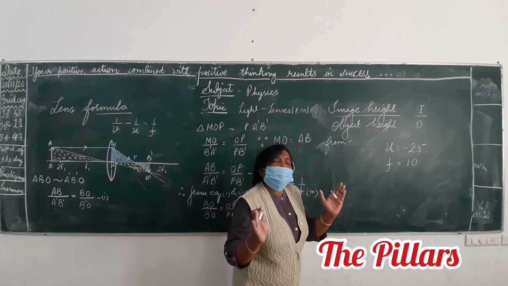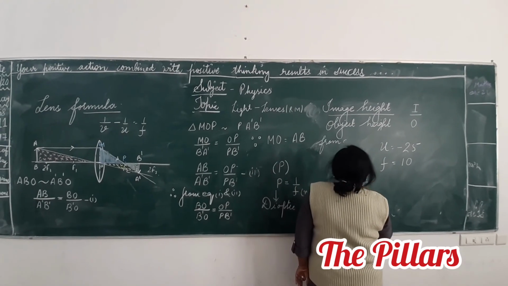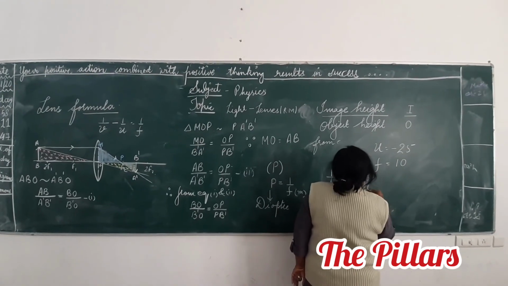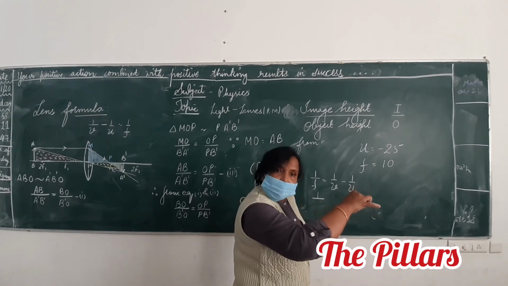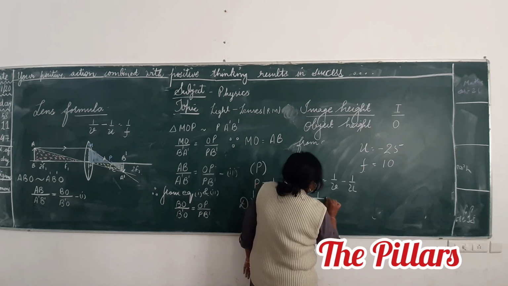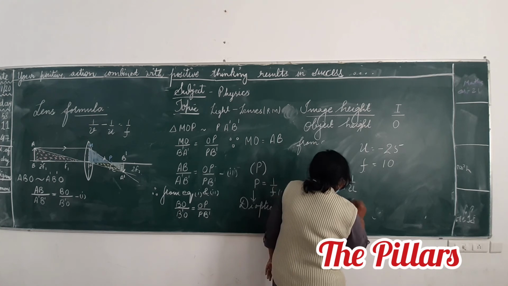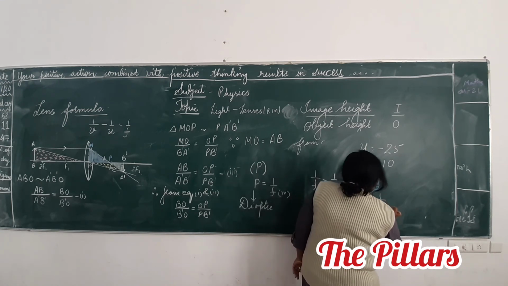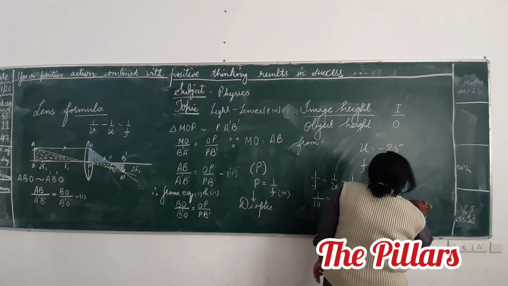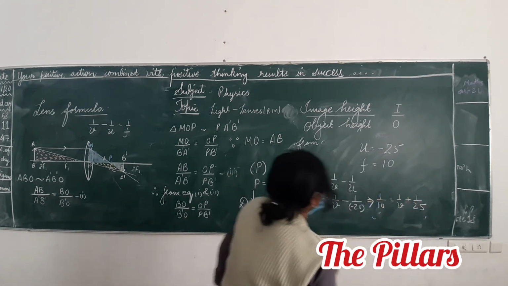Lens formula. What is the lens formula? 1 upon f is equal to 1 upon v minus 1 upon u. It's a convex lens. So f is equal to 10, v we have to find out, and minus 1 upon u. What is u? Minus 25. Implies 1 upon 10 is equal to 1 upon v plus 1 upon 25. Did you all get this much?